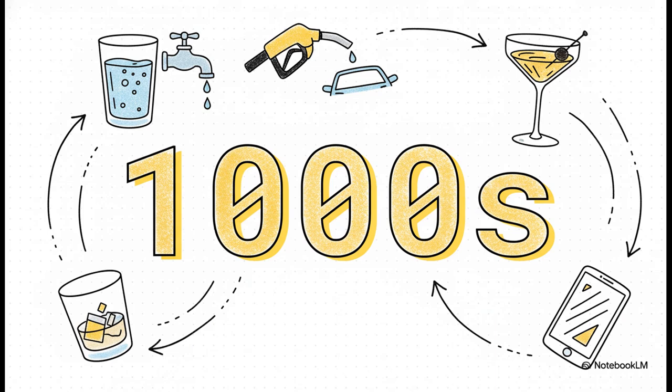So what's the result of all this invisible science? Thousands, literally thousands of products we use every day without a second thought. The clean water we drink, the fuel we use, even the spirits in a good cocktail, and the plastics that make our phones, none of it would be possible without mastering this unseen force.